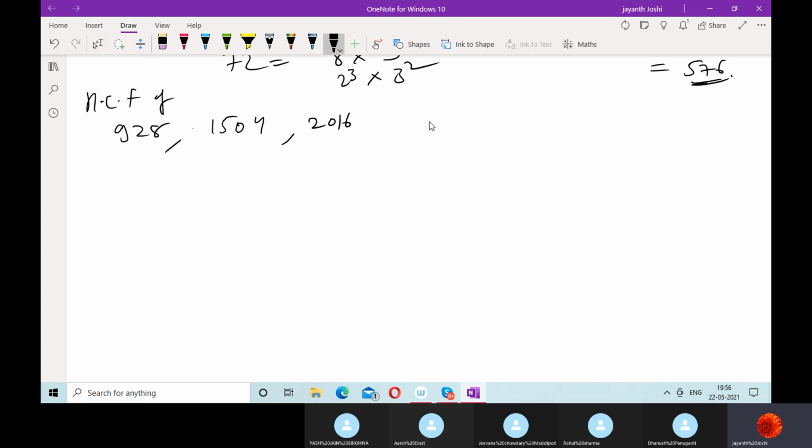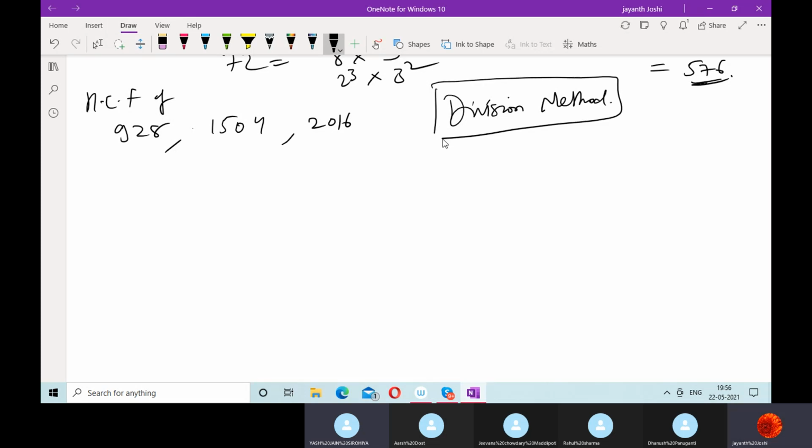So what you need to do in this is, see, it's not that easy to do this kind of question directly. Very tough. So first what we need to do is take the smallest two numbers, and we'll do a division method.